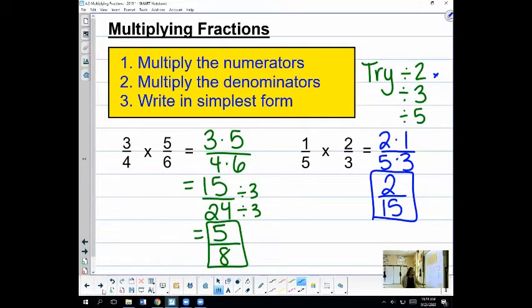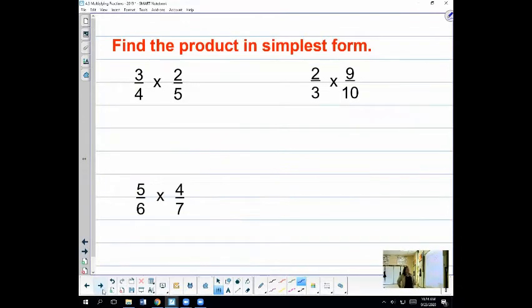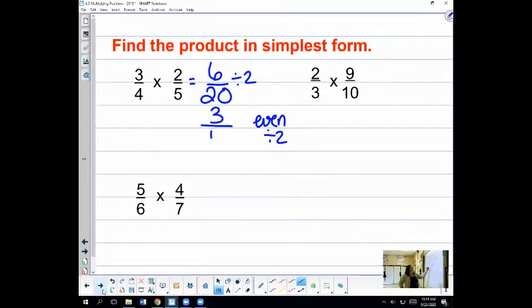All right, so let's look here. Let's do a couple more, and I want to show you that this can work and how to simplify if you struggle with that. So this right here, I would do 3 times 2, which is 6, and 4 times 5, which is 20. This time they are both even, so I can cut them both in half. Half of 6 is 3, half of 20 is 10. And then you should notice 3 and 10 have nothing in common. So there you go.